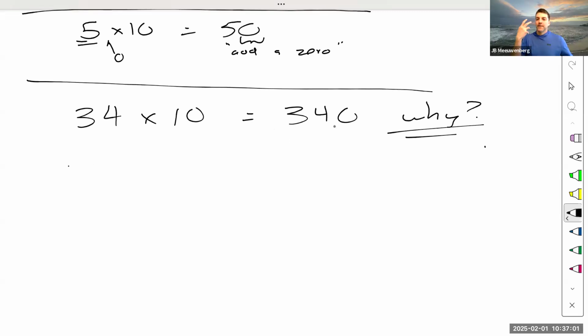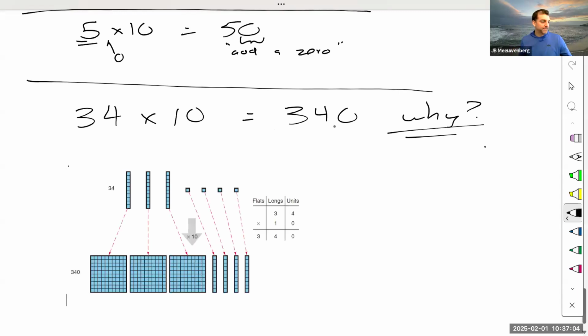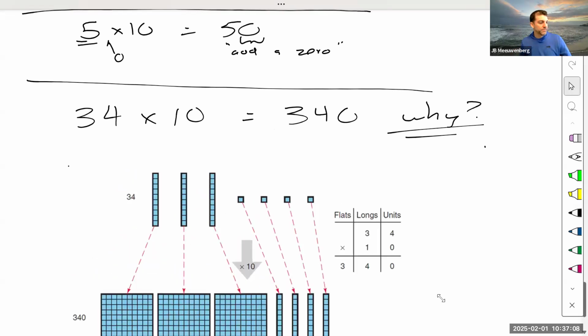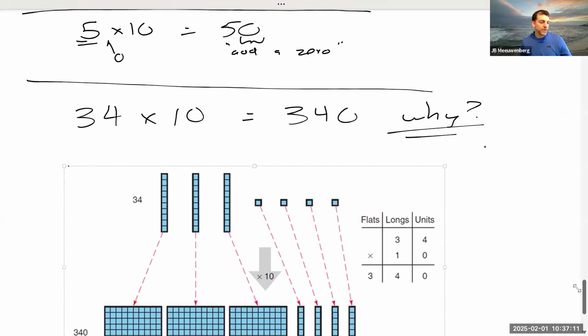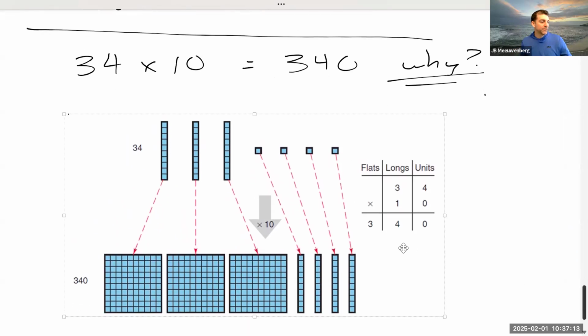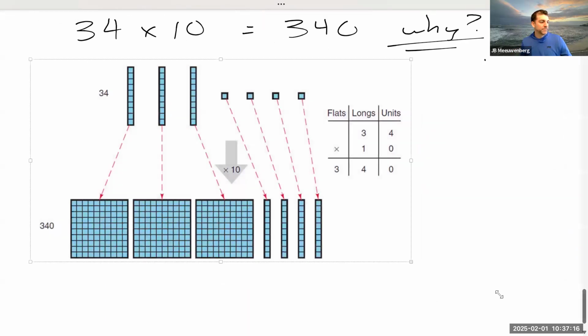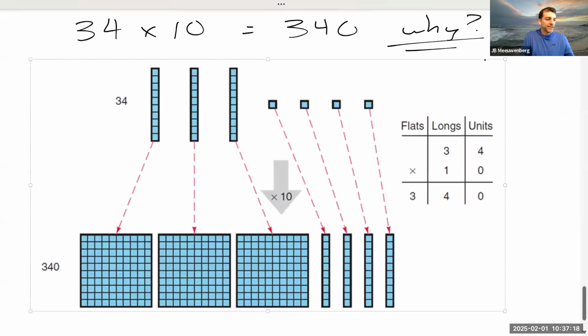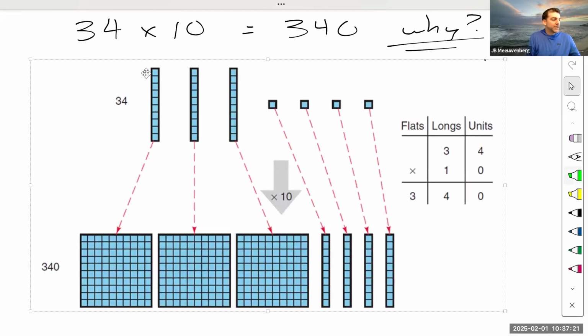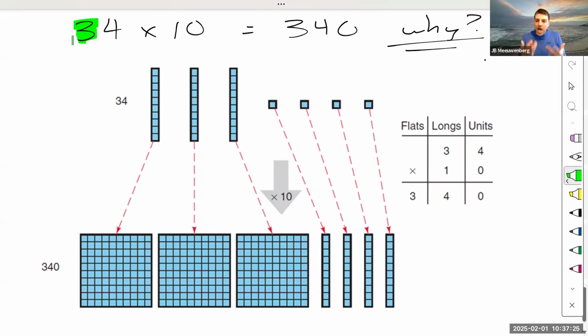So here's what the manipulatives would look like if we arrange those. Let me expand this on the screen here. So let's examine this. What we see here are the 3, right? The 3, that's in the tens column, right? That's represented by 1, 2, 3 of these long pieces.